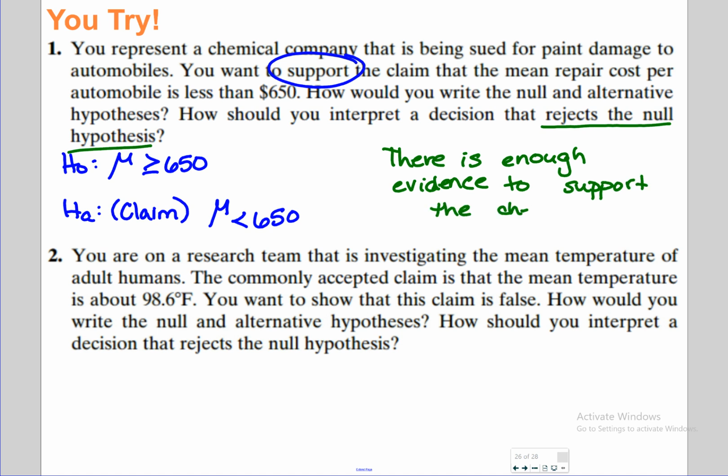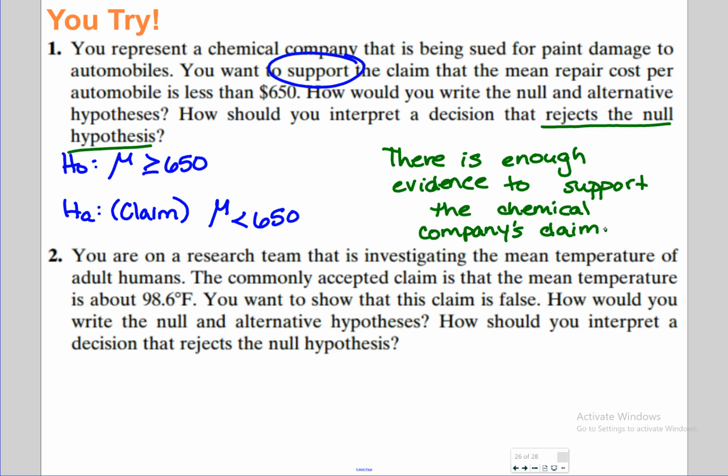The chemical companies claim. Okay, so if you're the researcher here that's representing the chemical company, you want to be able to reject the null hypothesis. That's what you want to happen at the end of your findings, because then you can support the claim that's being made by the automobile company.